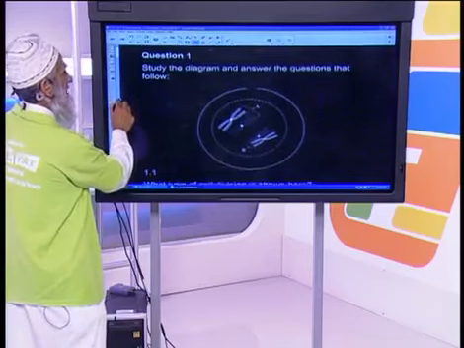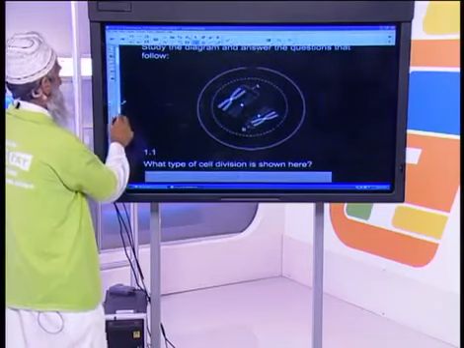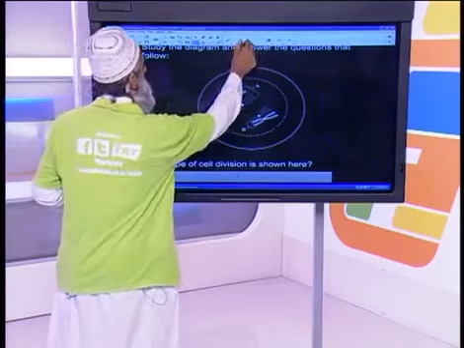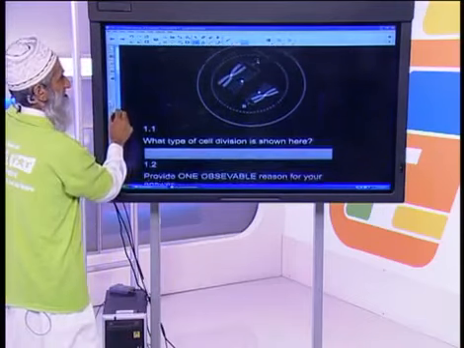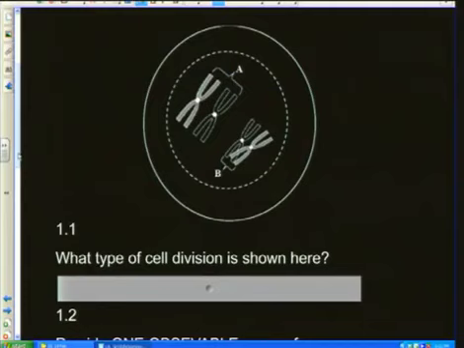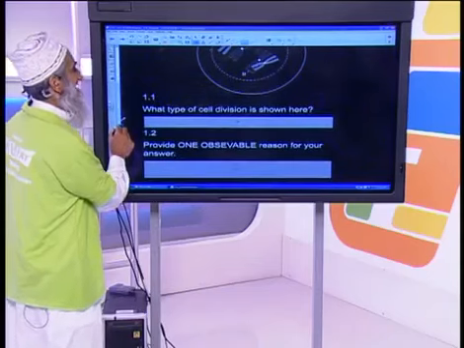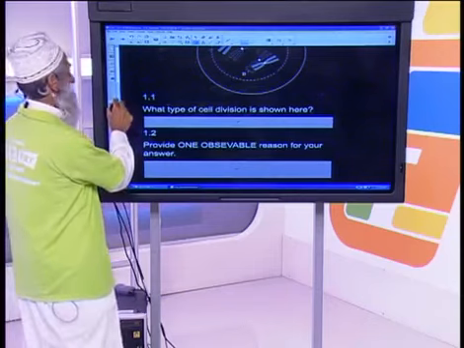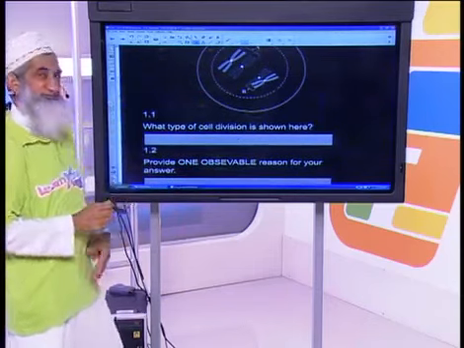Let's start with question 1. Study the diagram and answer the questions that follow. Very simple. Instruction there, nothing elaborate about the instruction, but they're giving you a diagram here and they're showing you something happening there. And A, B. Okay. So the first question says, what type of cell division is shown here?